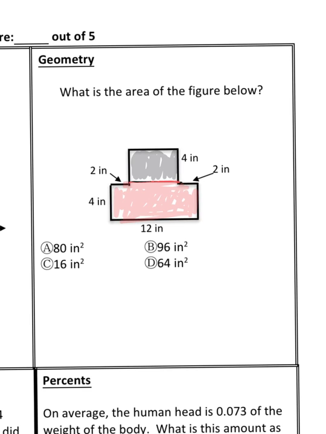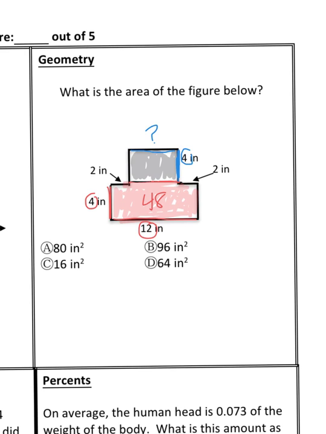The bottom rectangle is actually a little bit easier here because if you notice, the 4 is the whole side and the 12 is the whole bottom. So you just got to do 4 times 12, which is 48. But the top rectangle is going to be a little bit trickier. So we do have this side here, which is 4. But we don't have this side here. So that's the one we're going to have to do some thinking here.